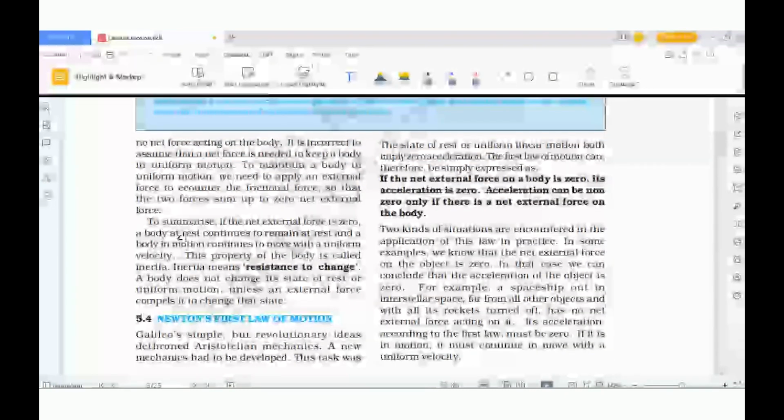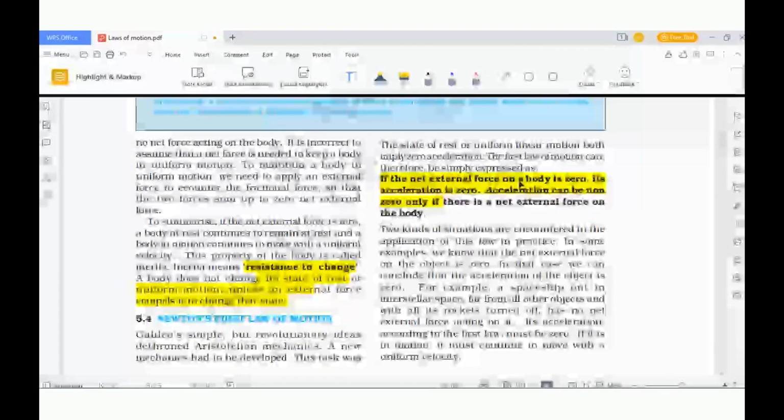So they are finally trying to summarize what is inertia. It is the resistance to change. Body at rest will stay at rest. If it is in uniform motion, unless compelled by an external force, it will stay in that state itself. So if the net external force on a body is zero, its acceleration is zero. Acceleration can be non-zero only if there is some net external force.